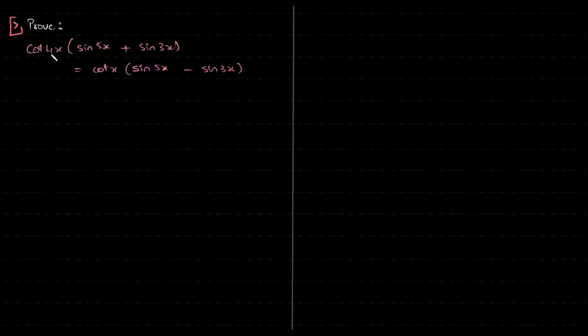This looks like a question wherein we need to handle LHS and RHS separately. It looks like that. So I'll start off with LHS. So we have cot of 4x. I can write it as cos and all of that, but for now we'll handle the brackets first. Sine of 5x plus sine of 3x.